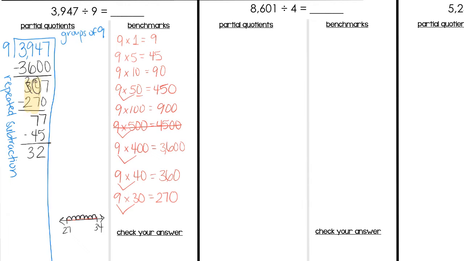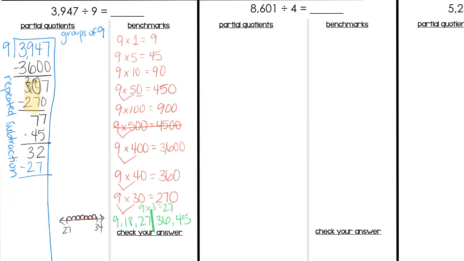What's the largest amount we can take away? Well, we could take away 9. I could also say, I know how to skip count by 9s. I'm going to skip count really quick. 9, 18, 27, 36, 45. Okay, and I can see that 32 would fall right in here. So I can say, all right, that means that 9 times 3 is 27. I could take away 27. Minus 27.